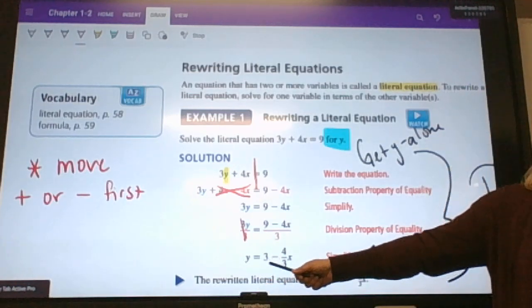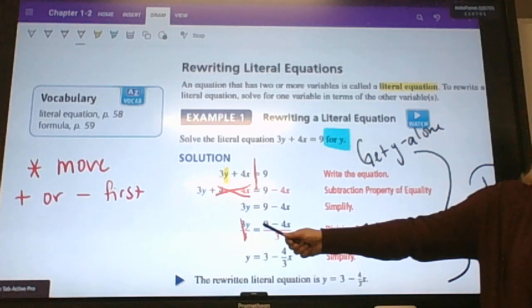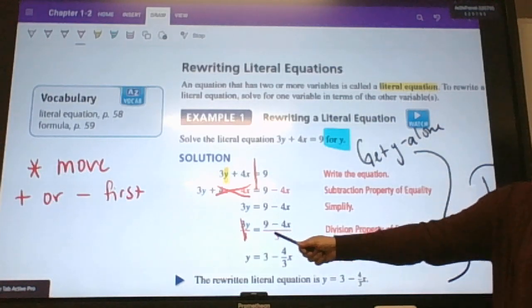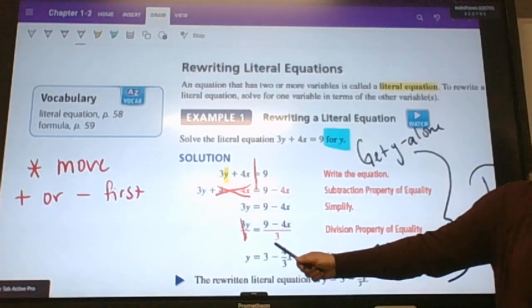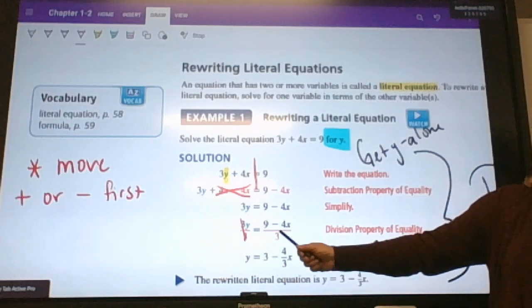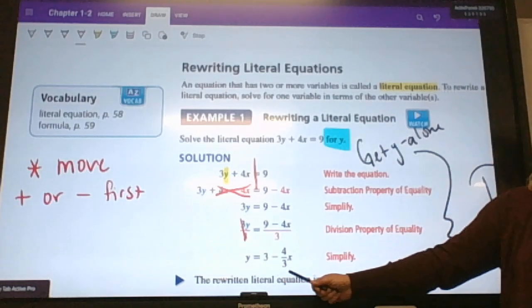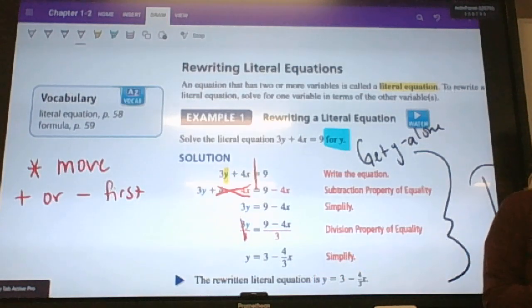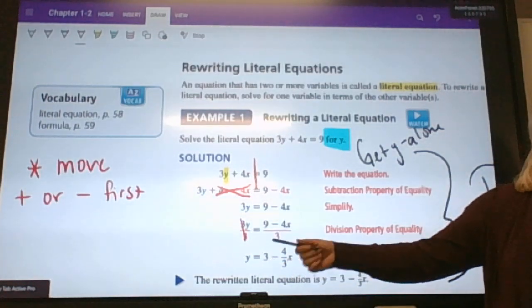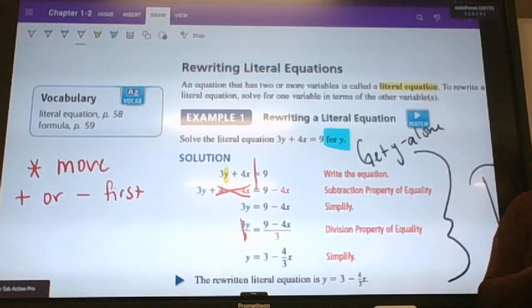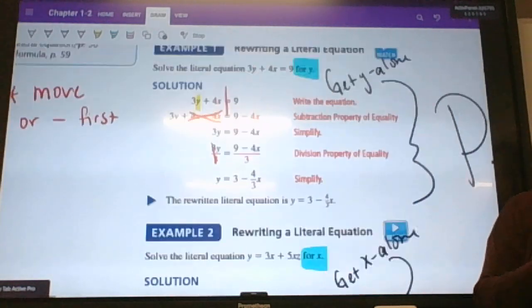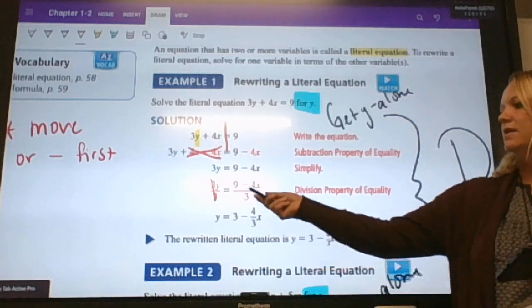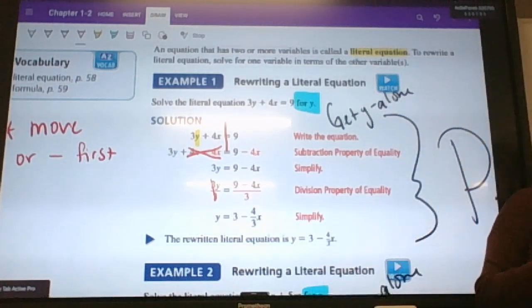Where did this 3 come from? They actually divided 9 by 3 and got 3, whereas the 4 doesn't divide by 3, so a fraction was left over. That's how you do it. James, do you know where the 3 came from? Yeah, leave it. If it doesn't divide, leave it up and down like that.